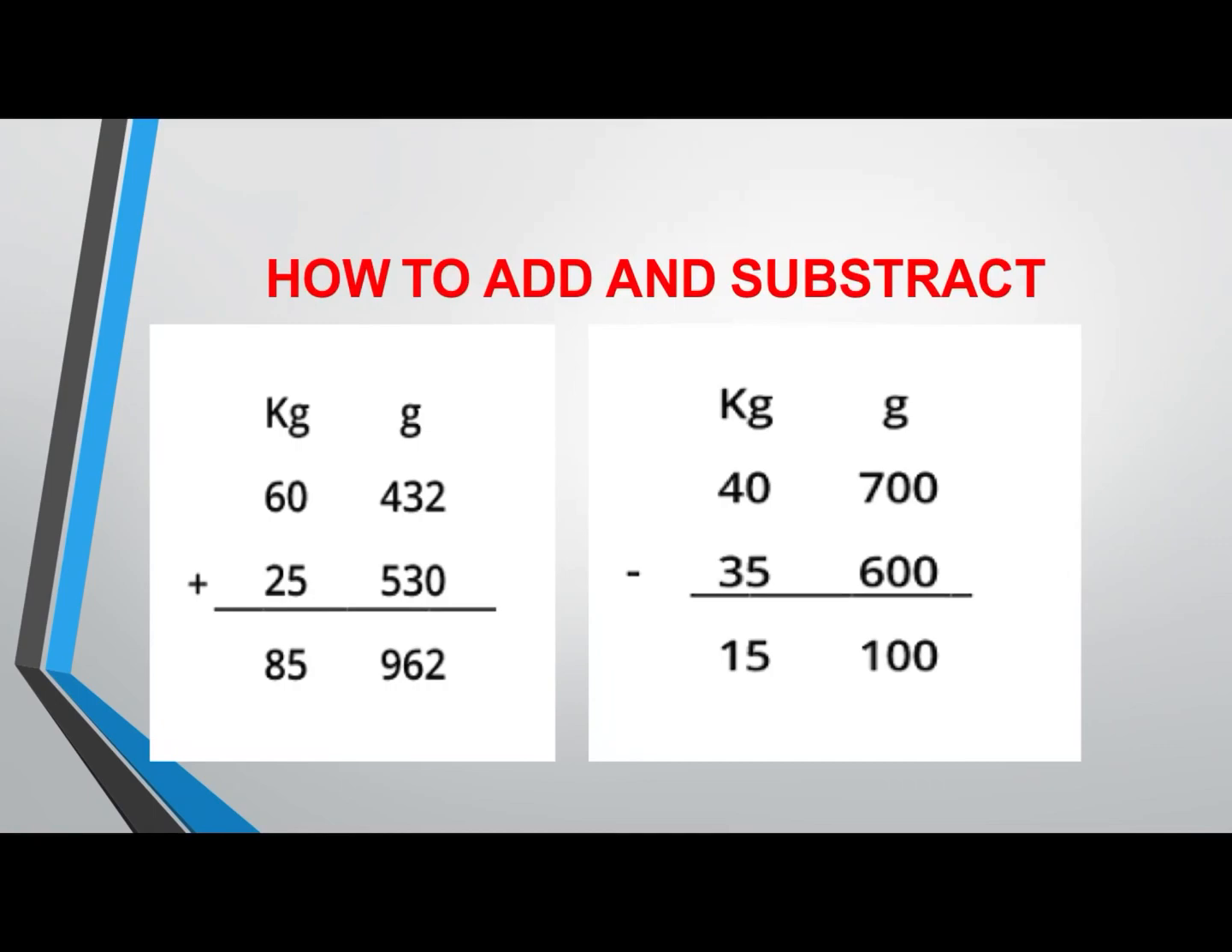Now how to add and subtract. Take 60 kg, 432 gram. You have to write kg and gram and segregate those numbers. Under kg you have to write 60, under gram you have to write 432. Another weight is 25 kg, 530 gram. Under gram you have to write 530, and here it is 25. And simply you add it. You will get the result.